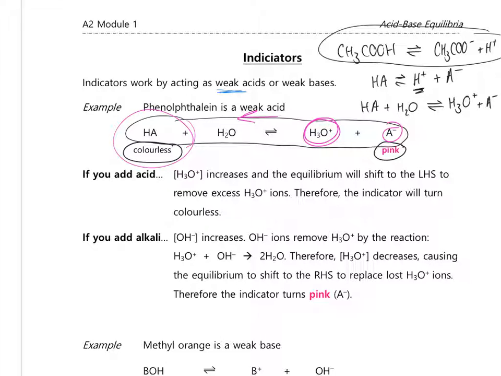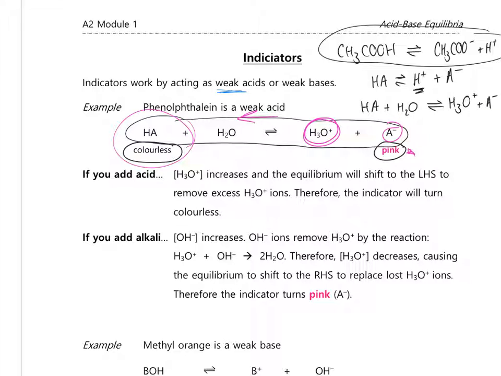So that's why when we're doing alkali in the conical flask, it's originally pink here. And then as we add acid, the equilibrium shifts to the left hand side and we produce a colourless solution at our equivalence point. We'll talk about that a bit more later.